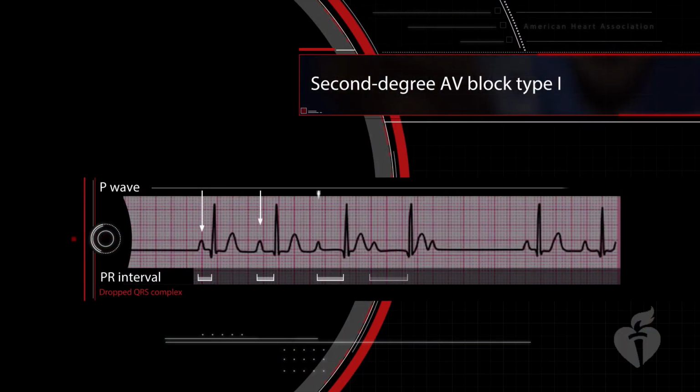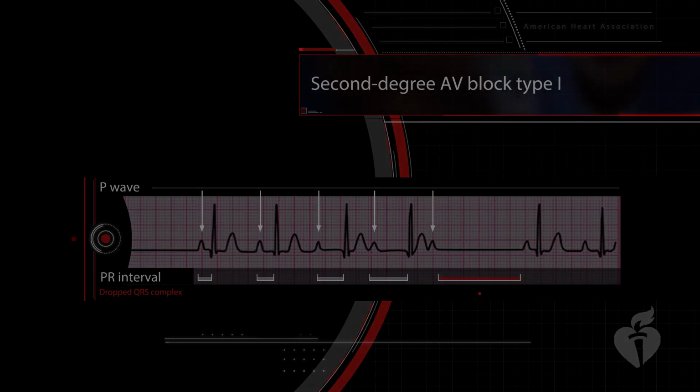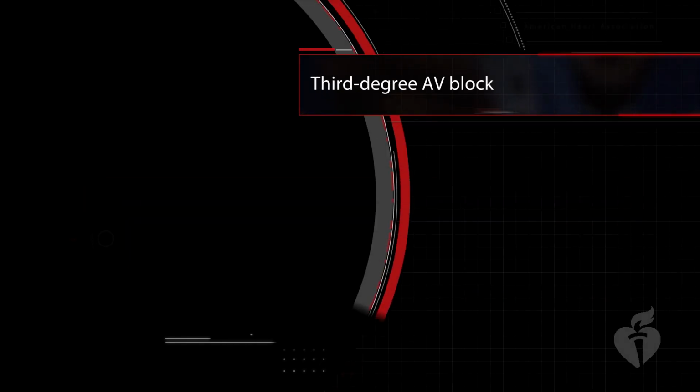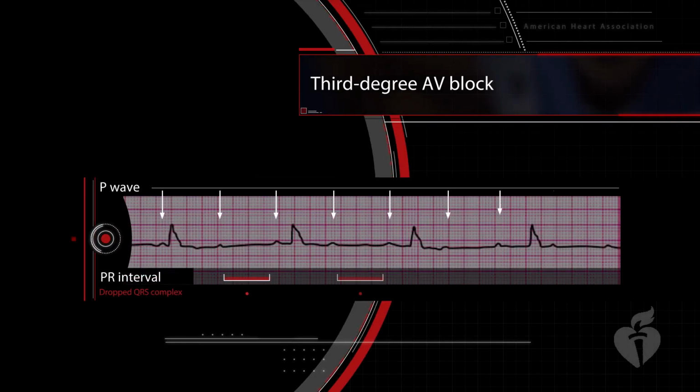For second-degree type 1 AV block, the PR interval will get progressively longer until a beat is dropped. For second-degree type 2 AV blocks, the PR interval will stay the same length, but random QRS complexes will be dropped. For third-degree AV block, the P wave and QRS complex will not have any relationship with each other. The P waves and QRS complexes are independently firing. In all three blocks, there are more P waves than QRS complexes.